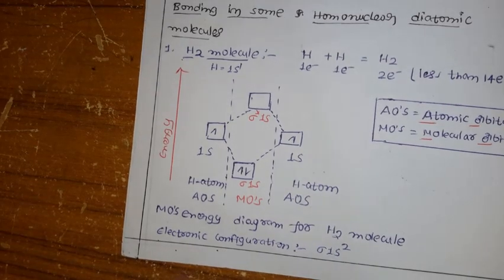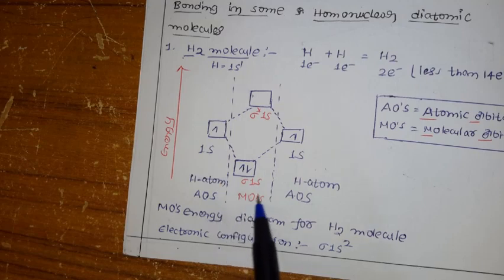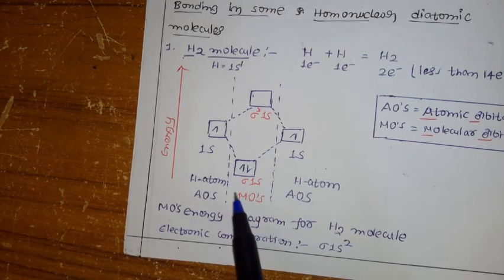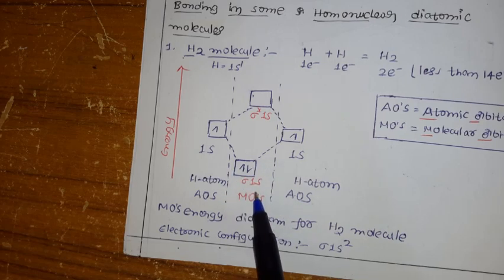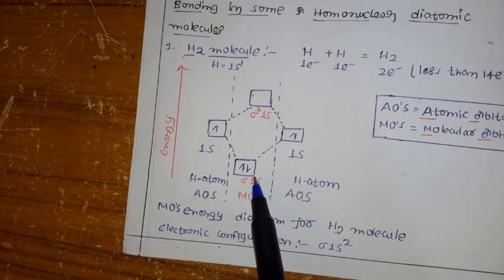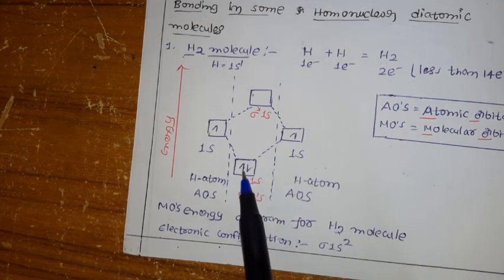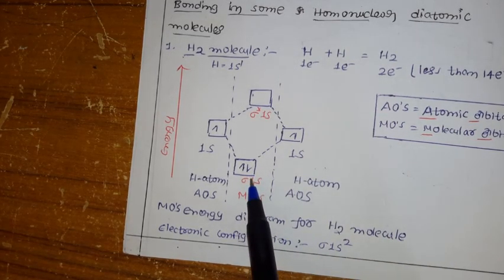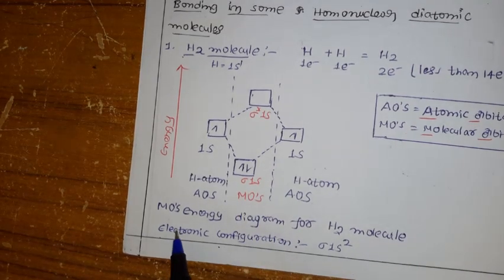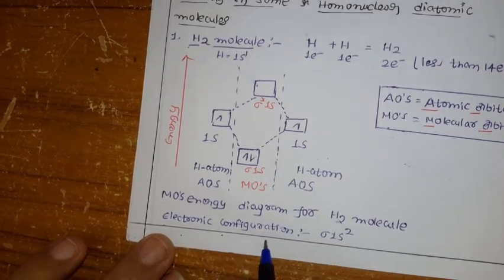Now, how many electrons do we have in total? 2 electrons. According to the 3 rules of Pauli, Hund and Aufbau, among all the orbitals, first you have to fill the electrons in the lowest energy orbital. So this is the lowest energy orbital, and sigma 1s is going to be filled together. The total 2 electrons are already filled. Now it is over. This is the molecular orbital energy diagram for hydrogen. Now come to the electronic configuration.